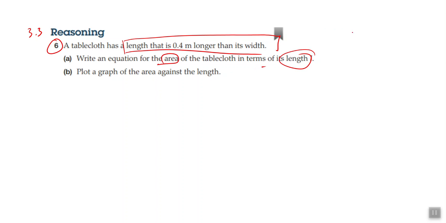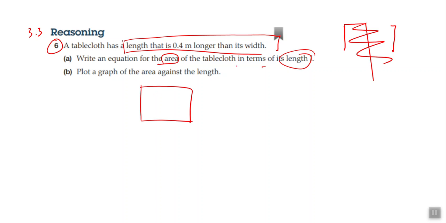With word problems, it's always important to draw a picture or diagram, just so we can set things up. We want to write the equation of the tablecloth in length only. The length is here, but for the width, we know there's a relationship between the length and the width. The length is 0.4 meters longer than its width. So the width would be equivalent to the length, except it's 0.4 meters less. So if I were to write the width, it would be L minus 0.4.